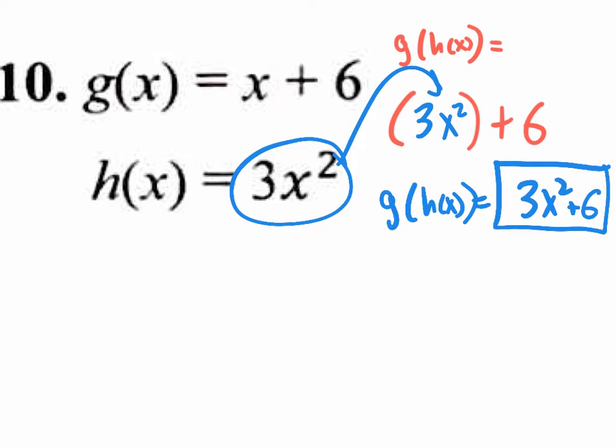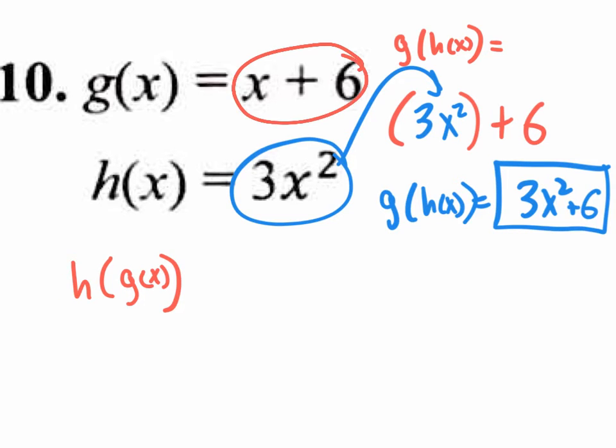And now let's do the opposite one. Let's do h of g of x. Okay, so h of g of x. So what does that mean? That we're going to plug in the g of x function into the h of x function. So we're going to take the g of x function and plug it into the h of x function.